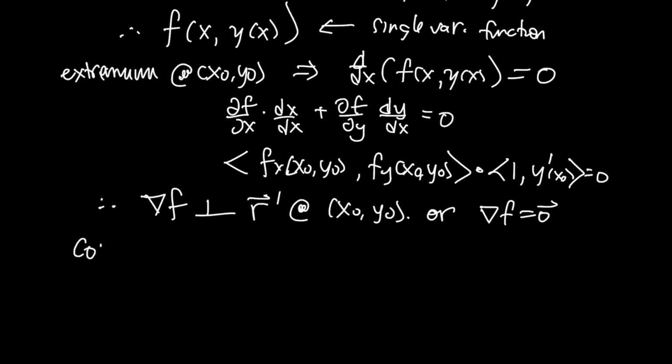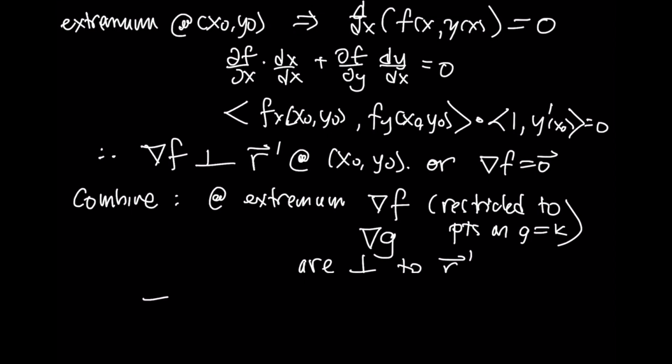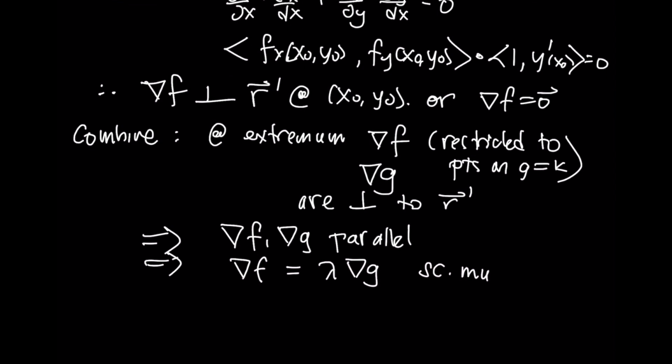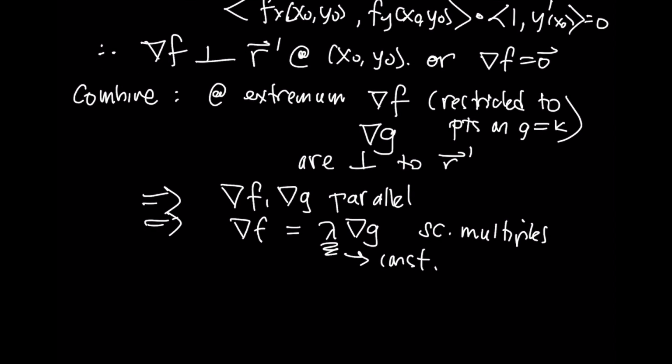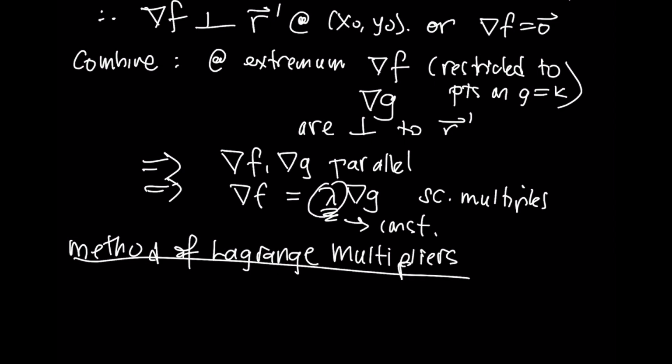So if we combine both of these results, at an extremum, both the gradient of the function, where it's been restricted to points on the curve g equals k, and the gradient of g are orthogonal to the direction of that curve. That implies that both of these vectors are parallel, which implies that they are scalar multiples of each other. And so this is a constant, and this is the key result that we've got right here. This is what's called the method of Lagrange multipliers. That lambda is a scalar called the Lagrange multiplier.